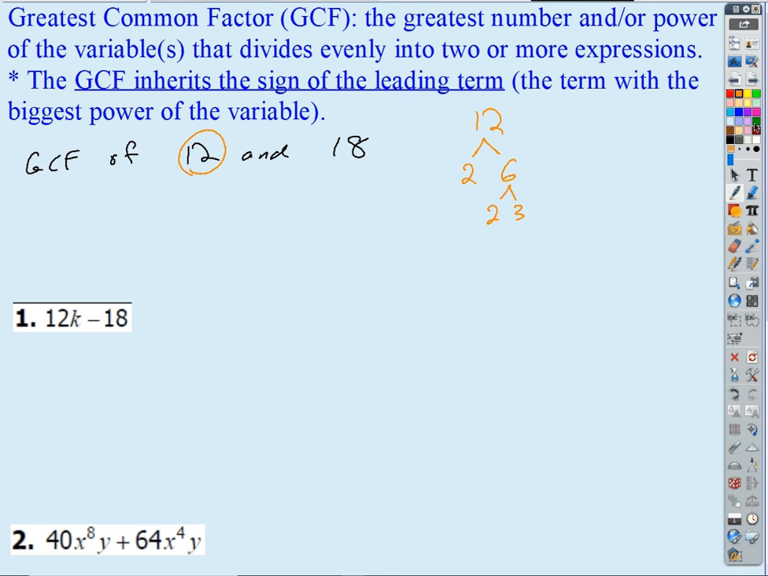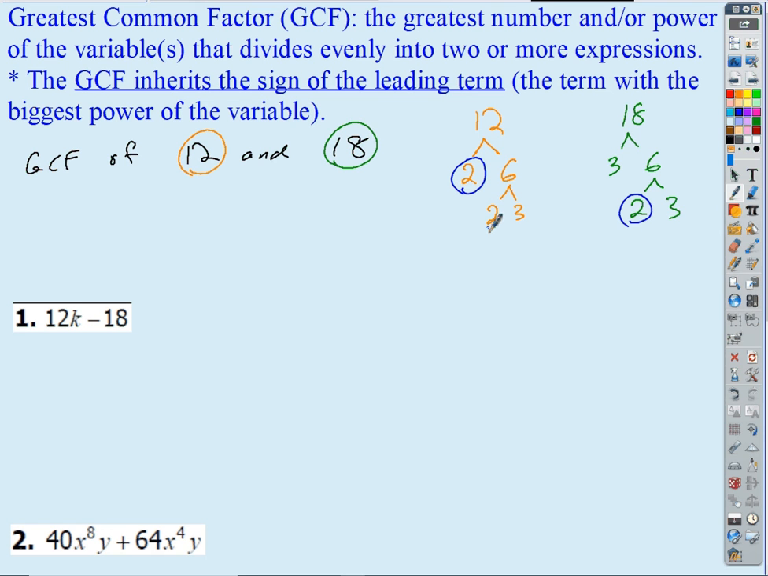Okay, so now let's do 18. What are numbers that multiply to 18? 6 and 3. Okay, so 3 and 6. 3's done, right? What about 6? 2 and 3. And now we just want to look for, are there common prime factors? Let's find all the ones that are common. Yeah, there's a 2 and there's a 2, right? So they have a common prime factor of 2.